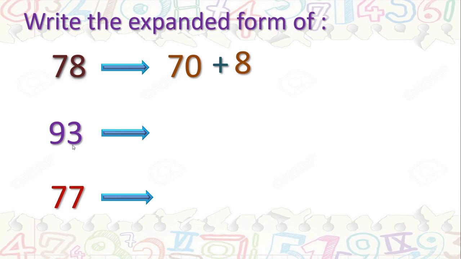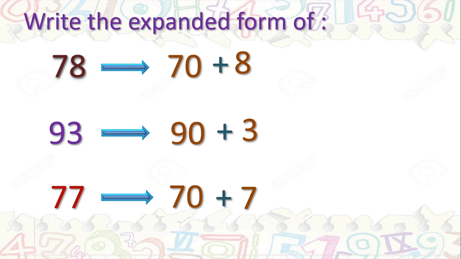Now we'll move to the next number, that is 93. Yes, you know, 90, correct? Plus 3. Am I right? Yeah. We'll move to the third one, 77. Double 7 here. So 7 is in the unit place and 7 is in the tens place. So our answer, that is the expanded form of 77, is 70 plus 7. Isn't it?